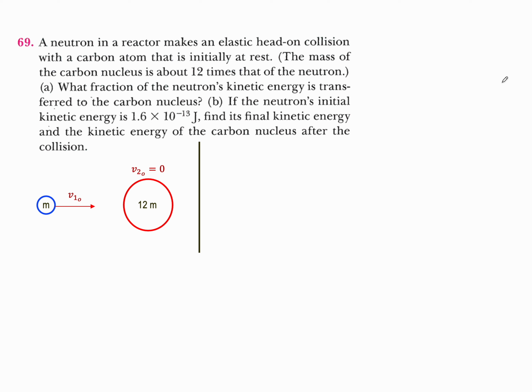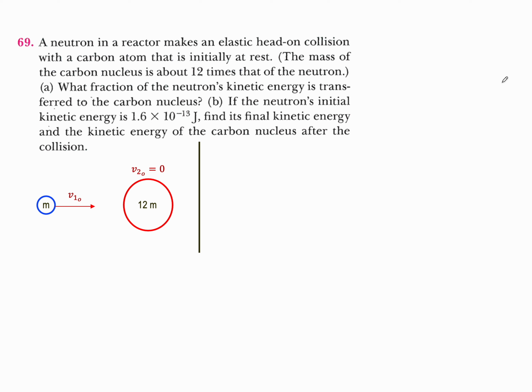We've got a neutron interacting, making an elastic head-on collision with a carbon atom that's initially at rest. The mass of the carbon nucleus is about 12 times that of the neutron. A, what fraction of the neutron's kinetic energy is transferred to the carbon nucleus? So we've got an elastic collision here. You don't know the masses, but we do know the initial velocity of the neutron, which I'm going to say its mass is m, is going to collide with the stationary carbon nucleus, which has a mass of 12m. So its initial velocity is 0.